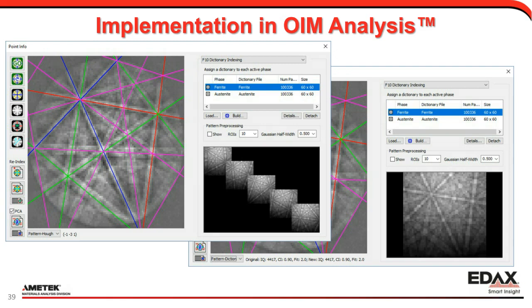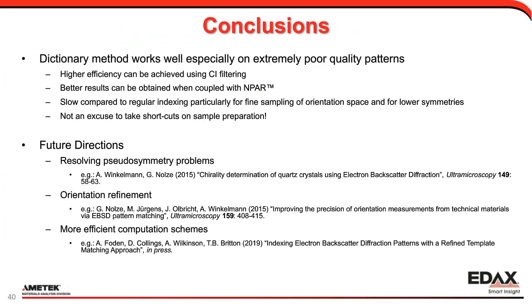Just as a summary and conclusion, the dictionary method does seem to work really well, especially when the patterns are poor. And higher efficiencies can be achieved with using the CI filtering. Coupling it with NPAR and other image processing techniques can also improve the results. It is slower compared to regular indexing, particularly as you go to finer and finer sampling of orientation space and for lower symmetries.